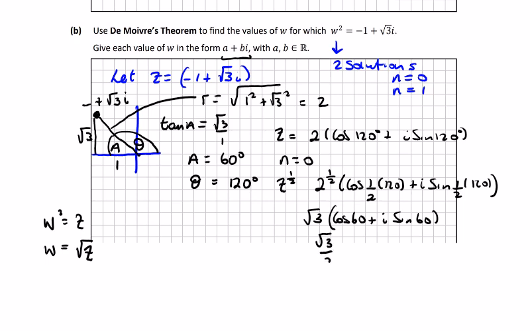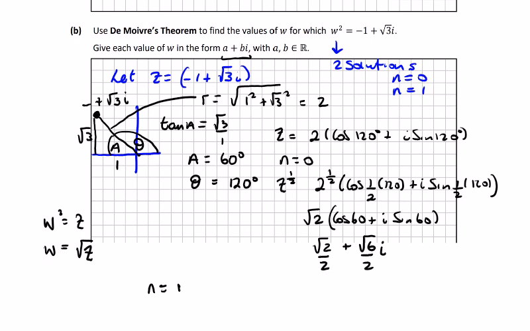They want each value in a plus bi, so cos of 60 is a half, so root 2 times a half is root 2 over 2. What am I doing? It's root 2, so it's root 2 over 2. And sine of 60 is root 3, so root 3 by root 2 is root 6 over 2, and that's i.